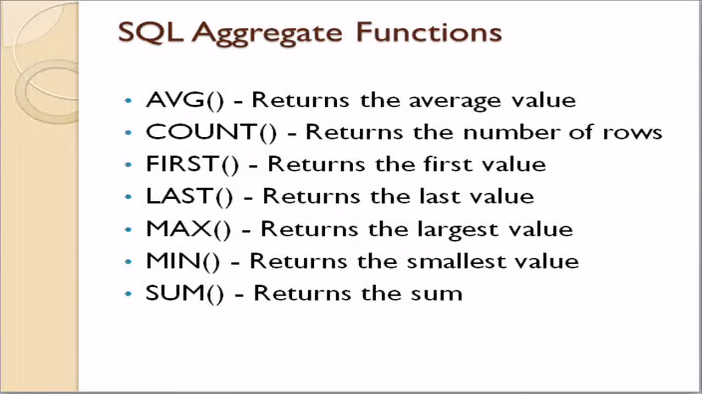SQL aggregate functions. AVG returns the average value. Count returns the number of rows. First returns the first value. Last returns the last value. Max returns the largest value. Min returns the smallest value. And sum returns the sum.